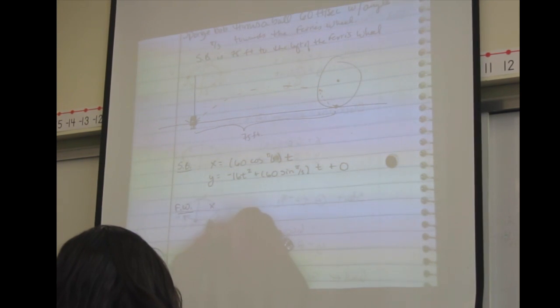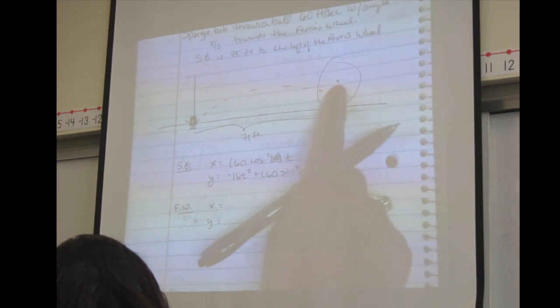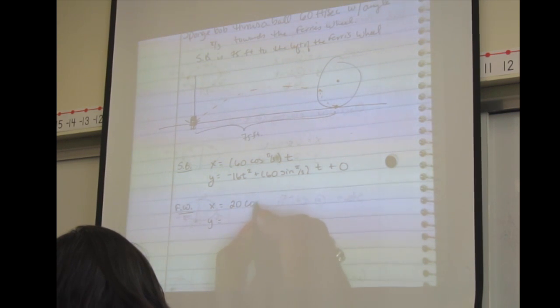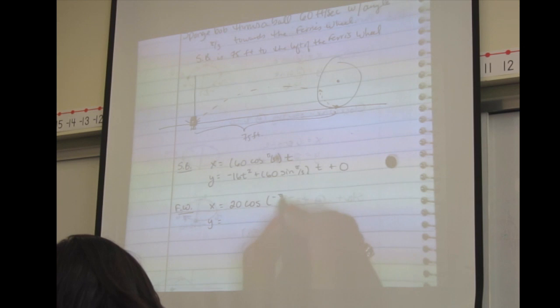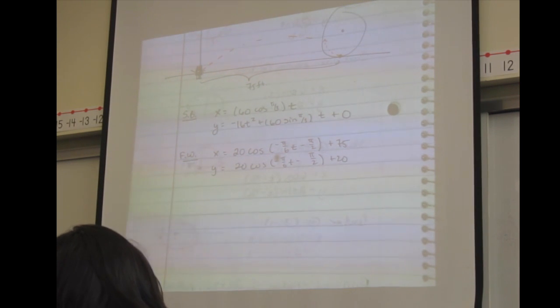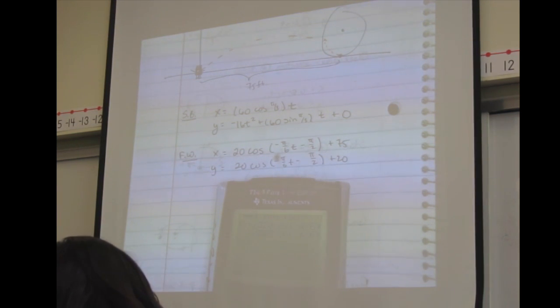Alright, so Ferris wheel, now that I've positioned the Ferris wheel over here, what changes? Oh, center, so therefore this becomes 20 cosine T minus pi over 2 plus 75. Then this one is 20 sine T minus pi over 2 plus 20. Okay, so do we catch the ball? And then what was it? At intersections.